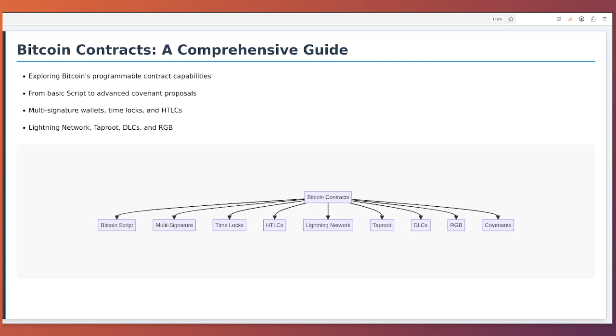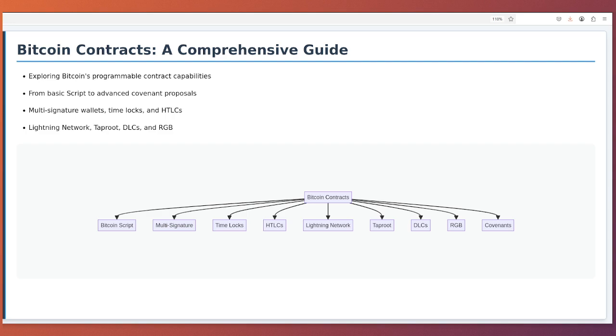While Bitcoin's approach to contracts is different from account-based smart contract platforms, it offers unique advantages in terms of security, simplicity, and predictability. Throughout this presentation, we will explore the full spectrum of Bitcoin's contract features, from the basic scripting language that powers every transaction, to advanced concepts like multi-signature wallets, time-locked contracts, hash time-locked contracts used in the Lightning Network, Taproot's privacy improvements, discrete log contracts for financial derivatives, and future proposals like covenants. We will examine how these technologies work, their use cases, their limitations, and how they are evolving.